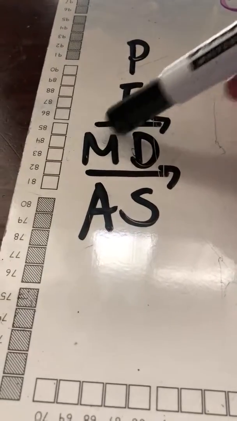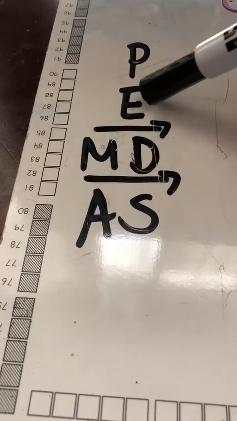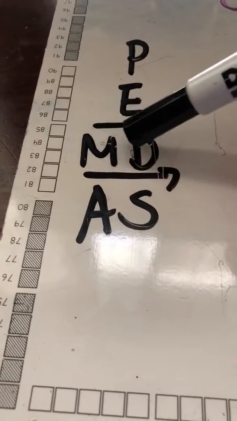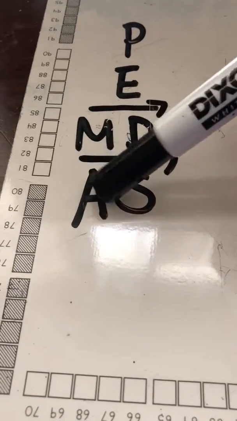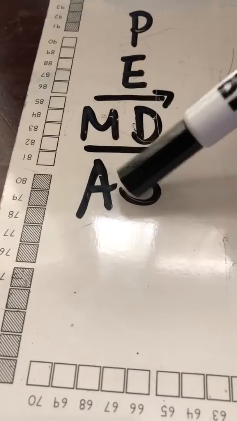And then this is kind of the tricky part. So multiplication and division are after the exponents, but you work them out going left to right. And then the same with addition and subtraction. They come at the same time, but you work them out left to right.